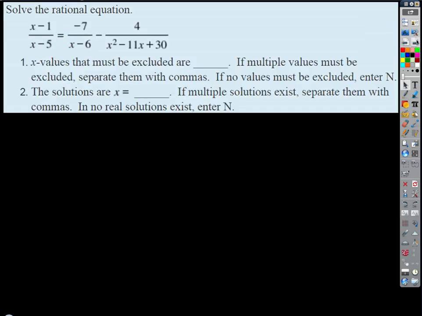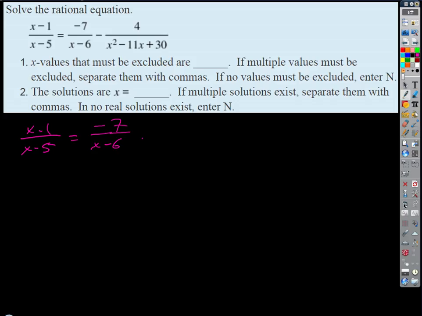Okay, solve the rational equation. We're just going to multiply both sides through by the LCD, right? So what is our LCD here? I've got to factor these first, right? So I end up with x minus 1 over x minus 5. These are already factored, these first two fractions.